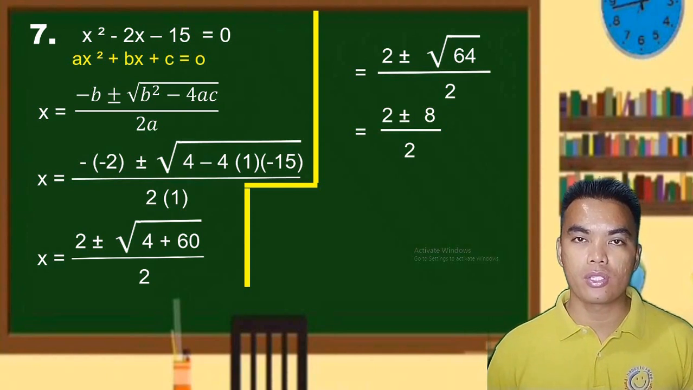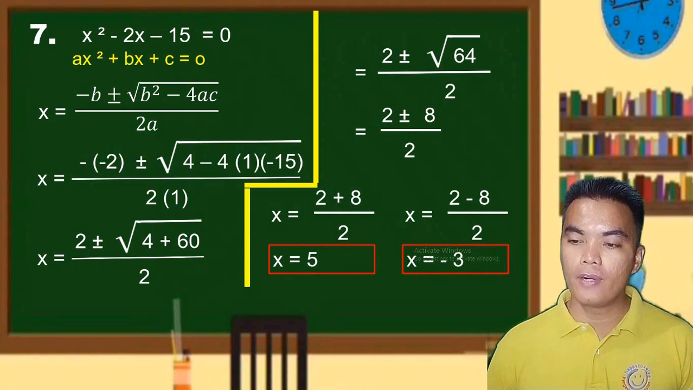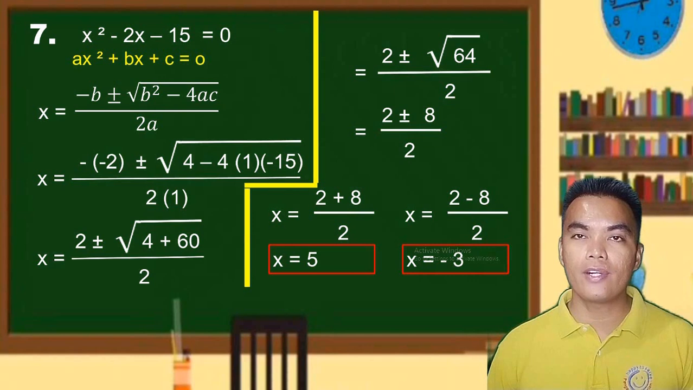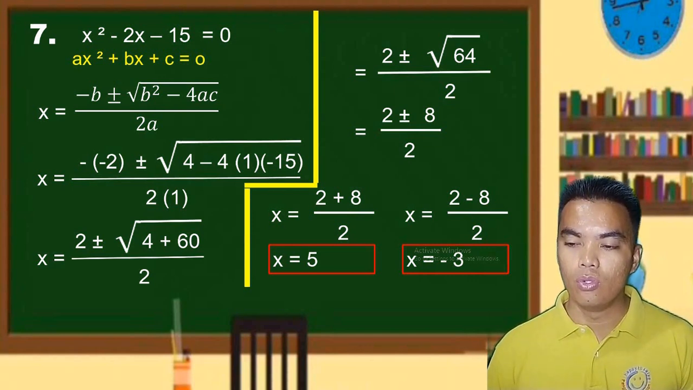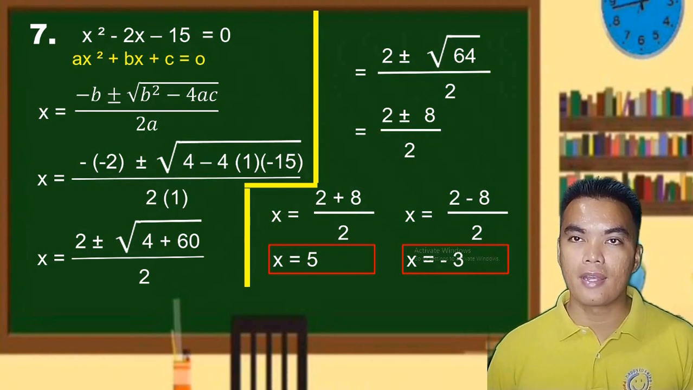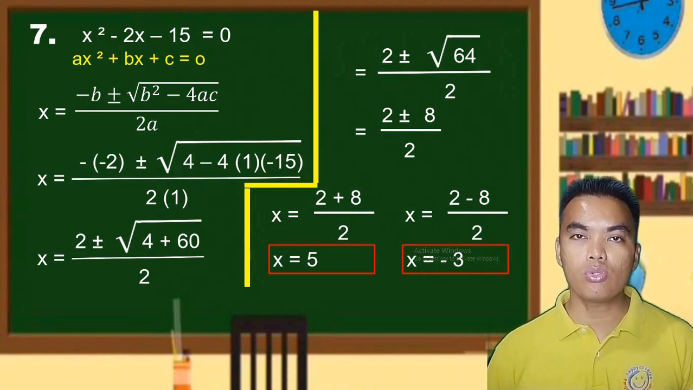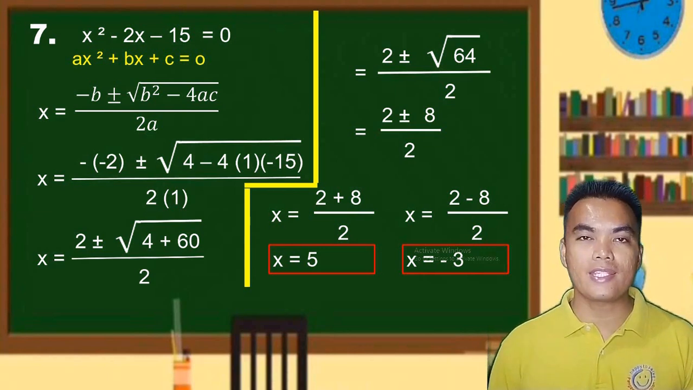So we have two solutions. We have x = (2 - 8) / 2, so that is -6/2. So our first solution is -3. The second solution is (2 + 8) / 2, and that is 10 divided by 2. So the second solution is 5. So the two solutions of this quadratic equation using the quadratic formula are x = 5 and x = -3. So let us have the last example.